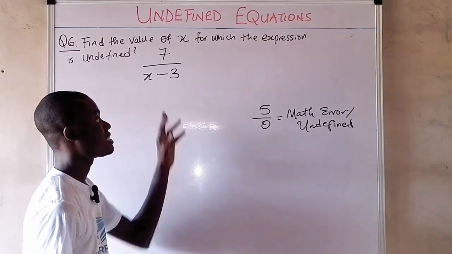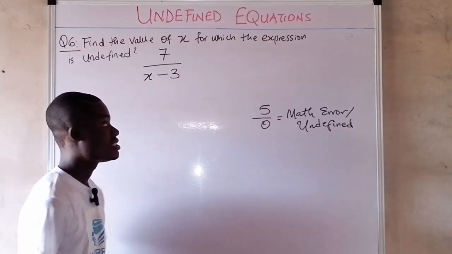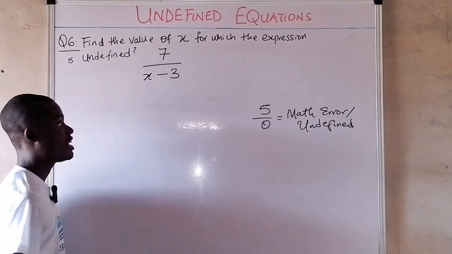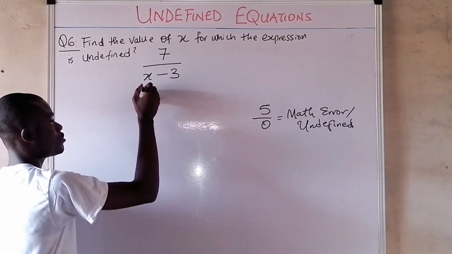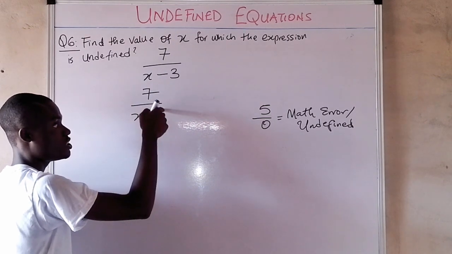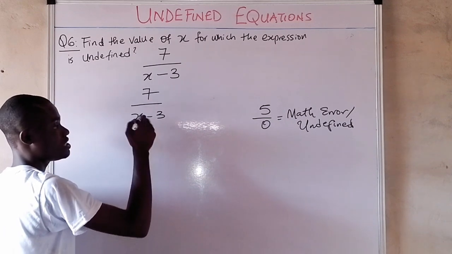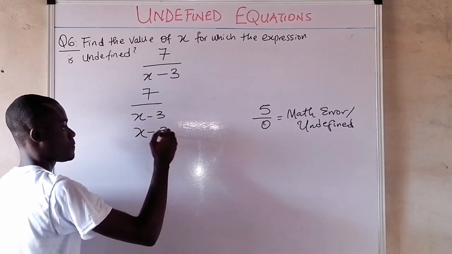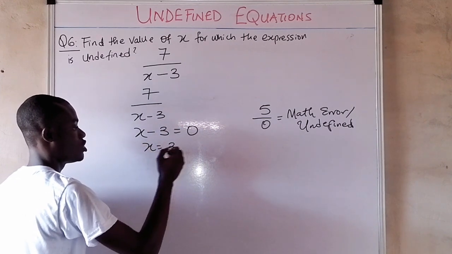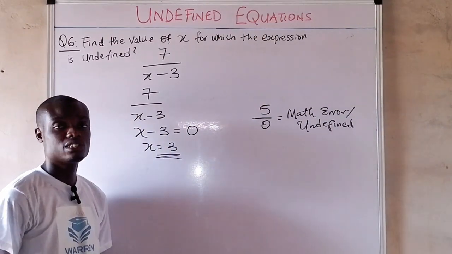So now in mathematics, an equation is undefined when the denominator is equal to 0. The question says find the value of x for which this expression is undefined. So we have 7 over x minus 3. For this expression to be undefined, it means that this denominator must be equal to 0. So the denominator x minus 3 is equal to 0. When you collect like terms, x will equal what? 3. So when the value of x is 3, this expression will be undefined.